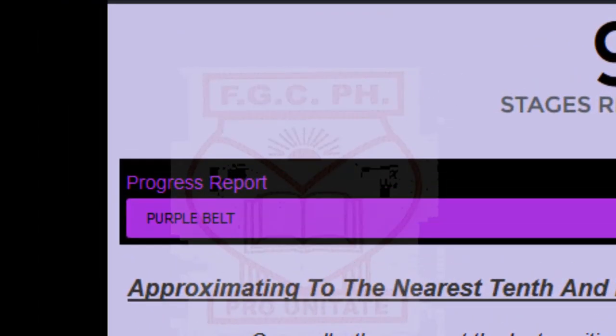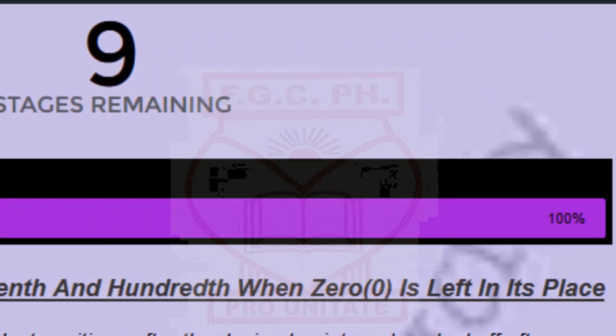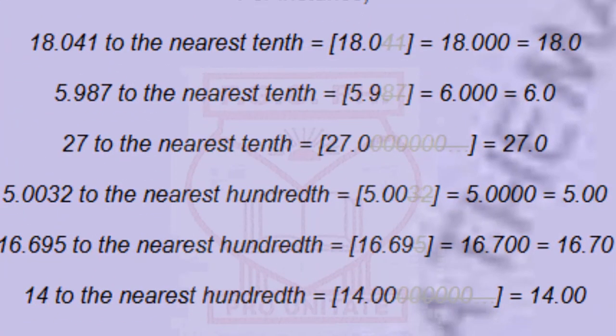And here is a purple bet, and I want to show you how to approximate to the nearest tenth and hundredth when 0 is left in its place. Now, I once said in a stage earlier that there is a rule against knocking off the zeros after the decimal point, and here we are faced with one of such rules.